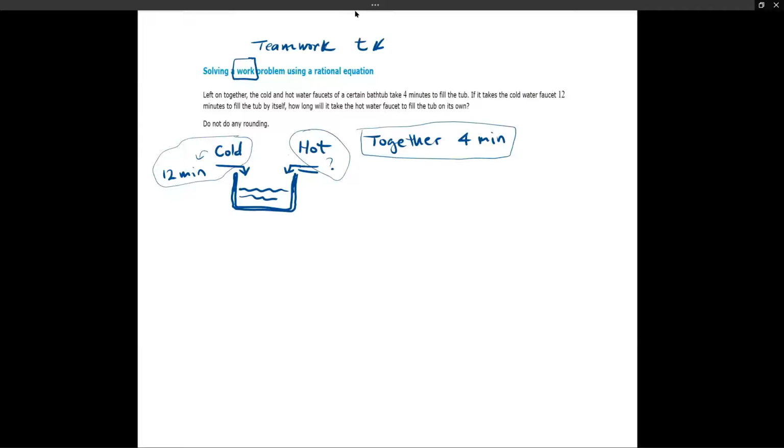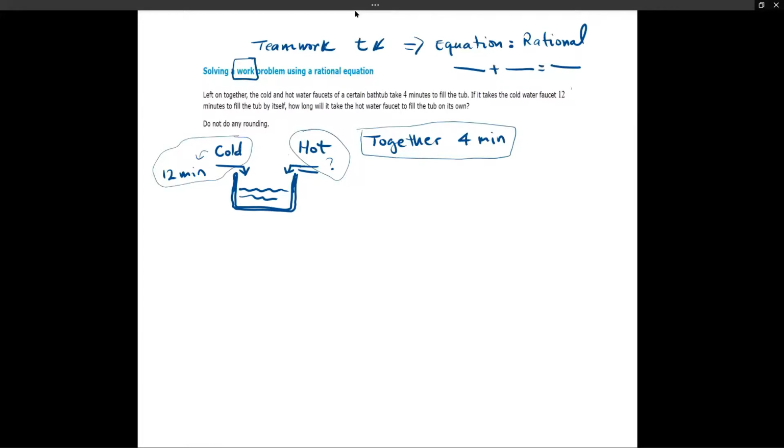If the cold faucet takes 12 minutes on its own, you will do it in 12 minutes. Let's say the hot one takes 5 minutes. It will not make sense to say, well, 12 plus 5 is 17, and now together it will take 17. That doesn't make sense, because cold by itself takes 12 minutes. So that will give you an understanding that the equation you will set up is going to be a rational one, which means an indirect relationship.